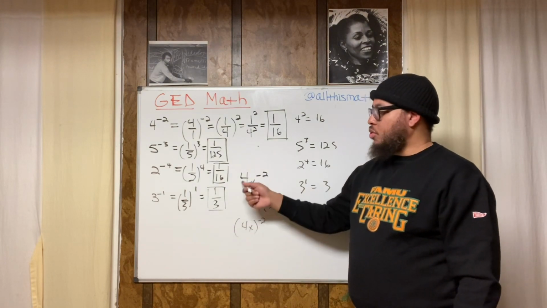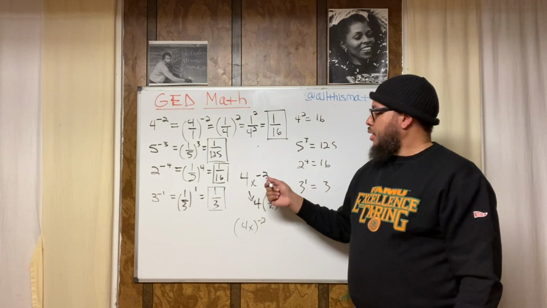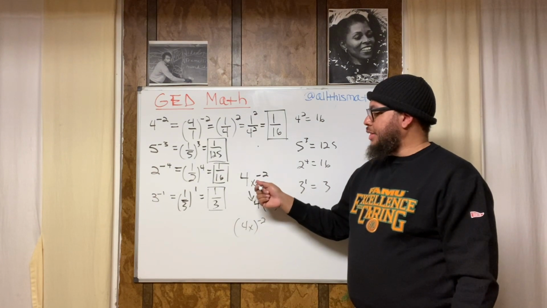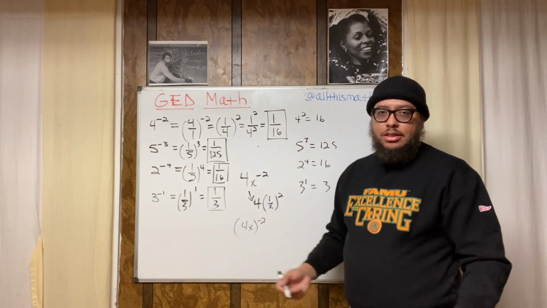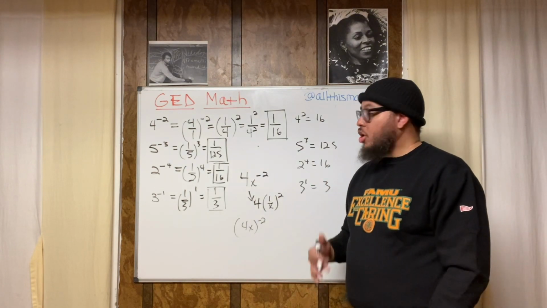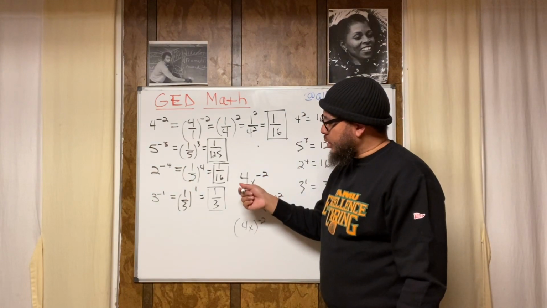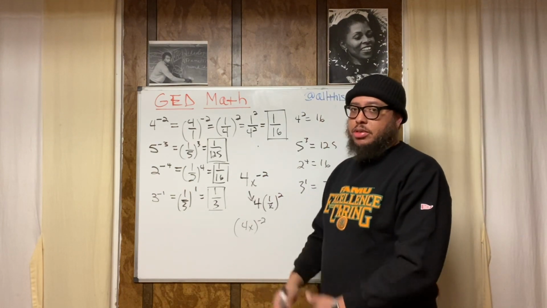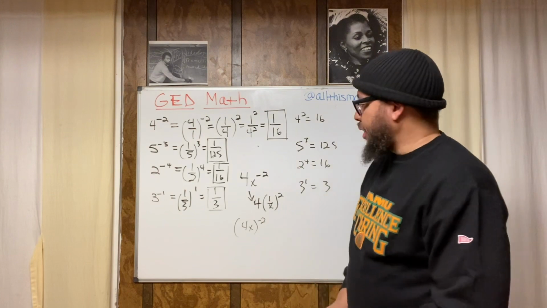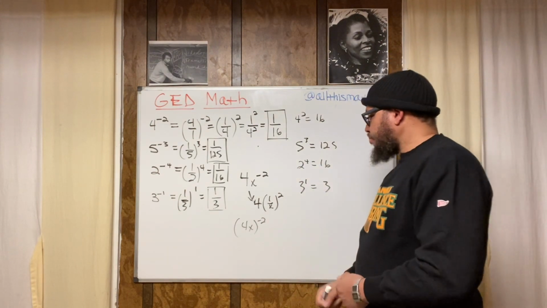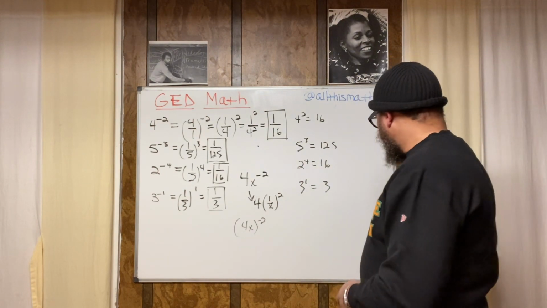In this case, there's no parentheses. There's none. So this negative 2 is only affiliated with this x. Even though the 4 is affiliated with the x because it's the coefficient, according to the negative exponent rule, this negative 2 don't got nothing to do with that 4. And you're going to see examples like that. So I just want to forewarn you.